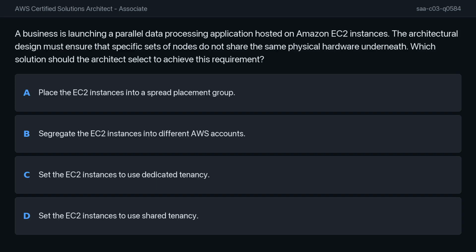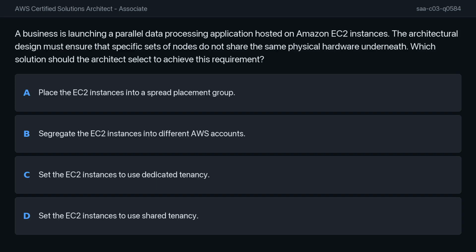Let's discuss how to answer this question. The key phrase here is specific sets of nodes do not share the same physical hardware underneath. We're being asked to achieve isolated physical hardware placement. The best answer here is option A, placing the EC2 instances into a spread placement group. This type of placement group ensures that instances on different physical servers are effectively isolated from each other. The solution supporting physical server isolation is also critical.